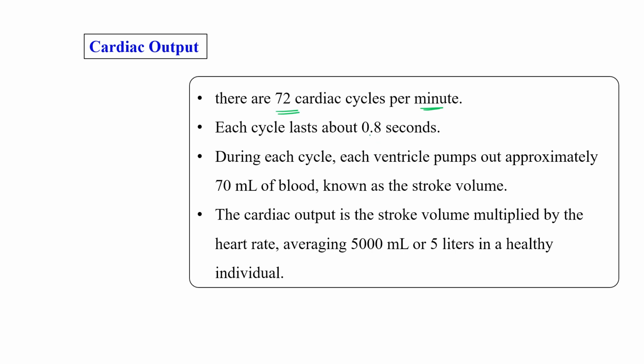And each cycle lasts about 0.8 second. During each cycle, the ventricle pumps out approximately 70 ml of blood, which is known as stroke volume. So the cardiac output is the stroke volume multiplied by the heart rate, averaging 5000 ml or 5 liters of blood flow in an individual. Okay.